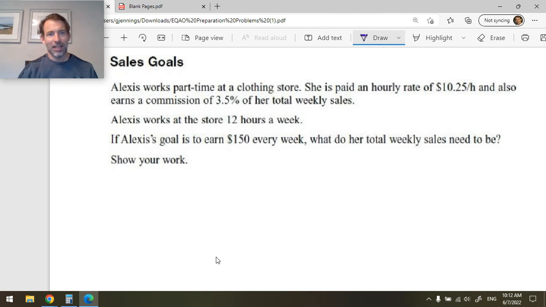Okay, so Alexis works part-time at a clothing store. She's paid an hourly rate of $10.25 an hour and also earns a commission of 3.5% of her total weekly sales. Alexis works at the store 12 hours a week. Okay. And if Alexis's goal is to earn $150 every week, what do her total weekly sales need to be? Okay. So her total pay will be equal to her commission rate, which is 0.035, that's 3.5% as a decimal.